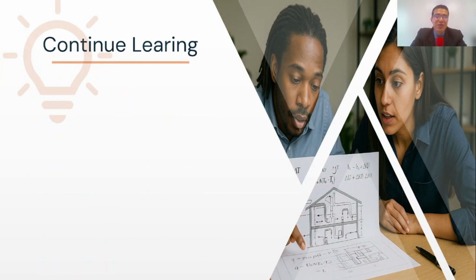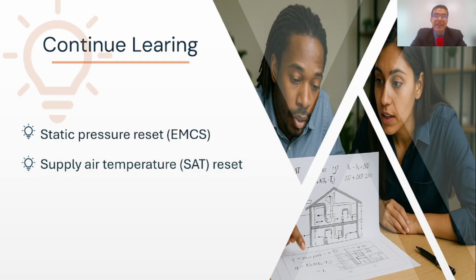Finally, I invite you to continue learning and reviewing other topics. You could look up information about the concept of static pressure reset. This concept is used to reduce central fan power at part load while keeping terminals stable by trimming duct static pressure as loads fall.